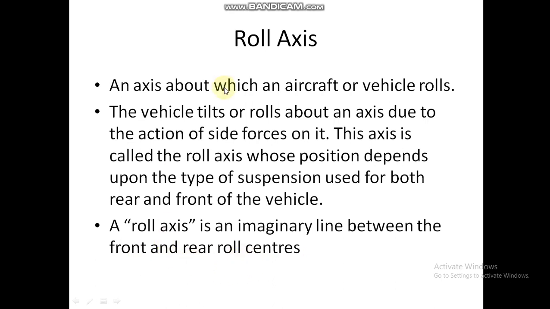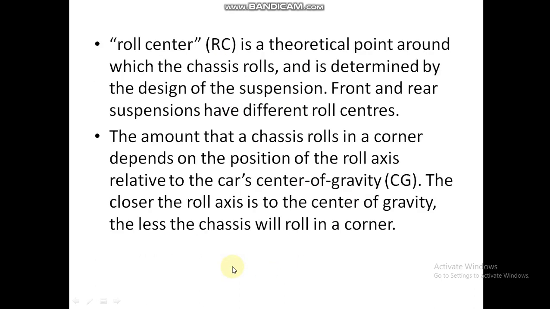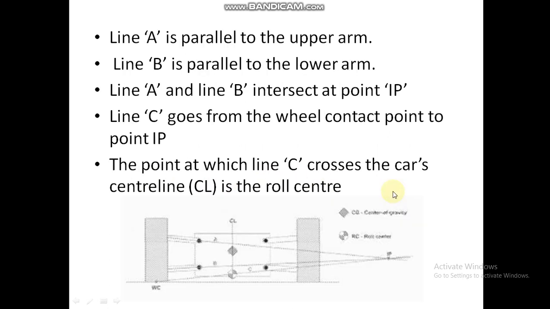To determine what is roll axis, you have to know what is roll center. Roll center is a theoretical point around which the chassis rolls and is determined by the design of suspension. Front and rear suspensions have different roll centers. The amount that a chassis rolls in a corner depends on the position of roll axis relative to the car's center of gravity. Now understand what is roll center. You can easily understand from this diagram.